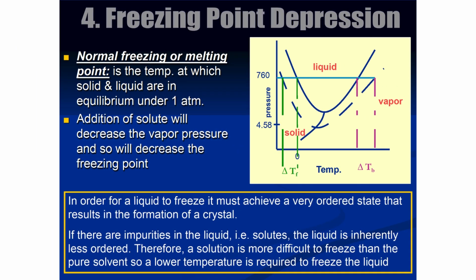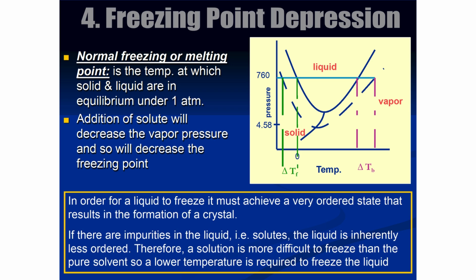4. Freezing point depression. Finally, let's understand freezing point depression. The normal freezing or melting point is the temperature at which the solid and liquid phases are in equilibrium under 1 atmosphere of pressure. Adding a solute decreases the vapor pressure and therefore decreases the freezing point. Think of it this way: for a liquid to freeze, it must achieve a very ordered state to form a crystal. If there are impurities, like solutes, the liquid is less ordered. This makes a solution more difficult to freeze than the pure solvent, so a lower temperature is required.